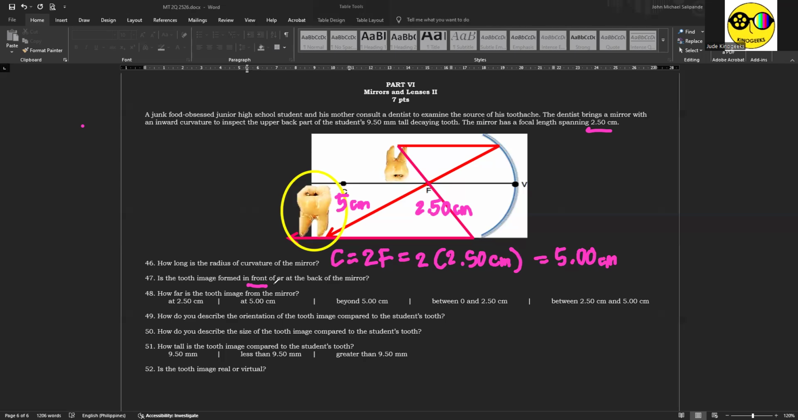Again, when I ask for the location, you always look at the encircled image, not at the object. Okay? That's why the distance of the tooth image from the mirror is greater than 5. That's why it's beyond 5 centimeters.